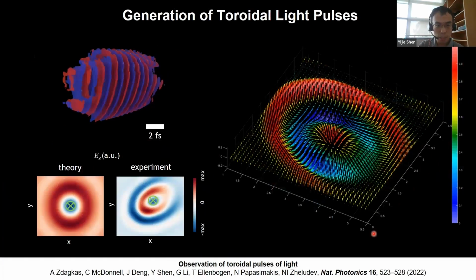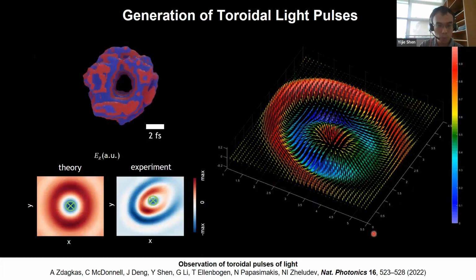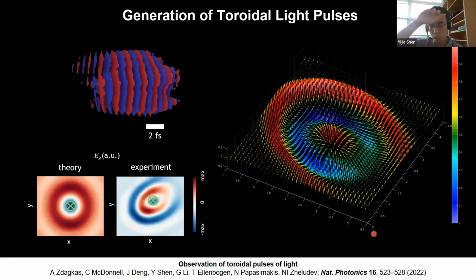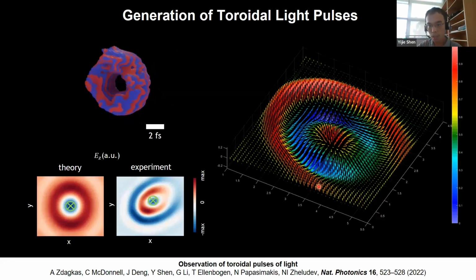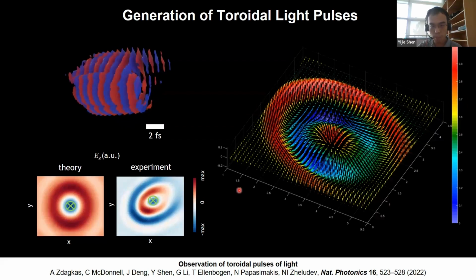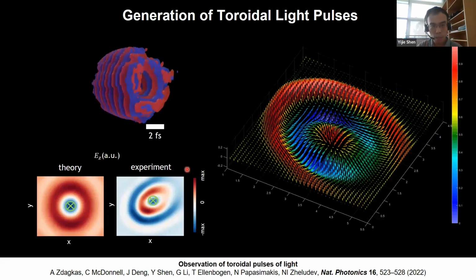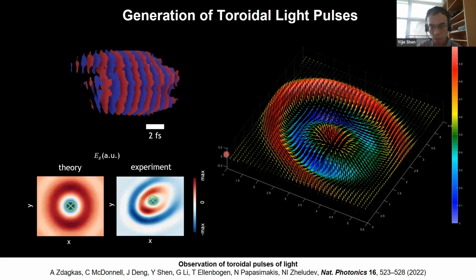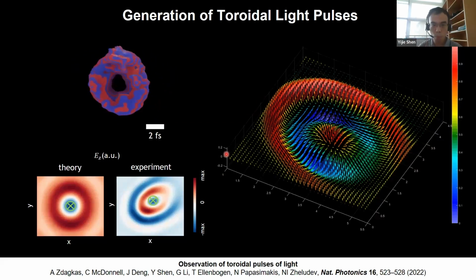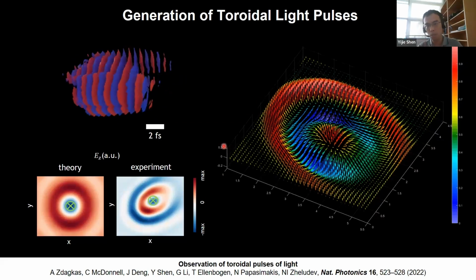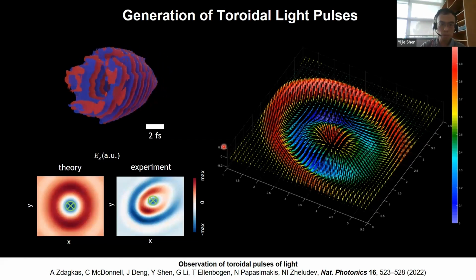And these are our experimental results. We observed such skyrmion textures in our experimental toroidal pulse. We are still improving the experimental technology to control the super-toroidal order.